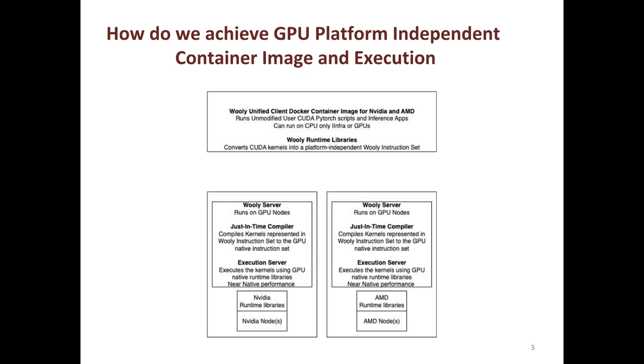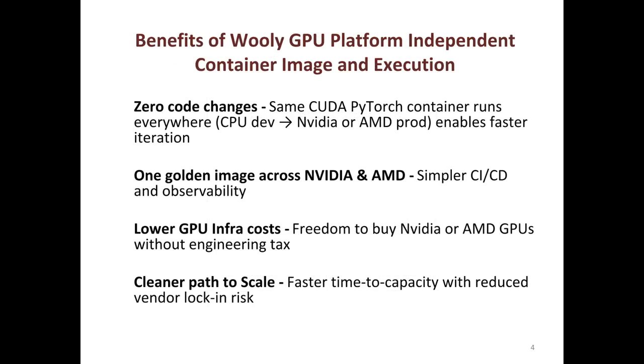On each GPU node, the Wooly server just-in-time compiles that Wooly instruction set to the native backend, CUDA on Nvidia and ROCm on AMD, and the Wooly execution server runs it at near-native performance. Same container image works on both Nvidia and AMD GPU clusters, so teams keep a single golden environment and unlock available GPU capacity. Here are the key benefits of using unified machine learning containers that can execute on both Nvidia and AMD without any code changes.